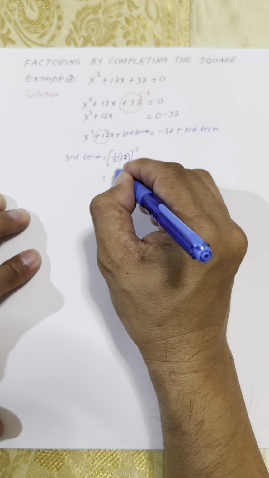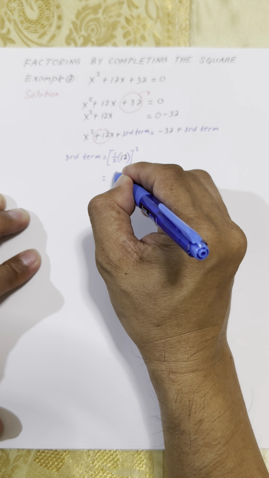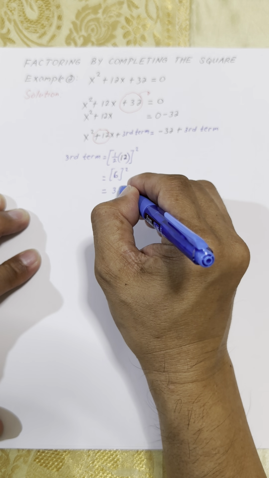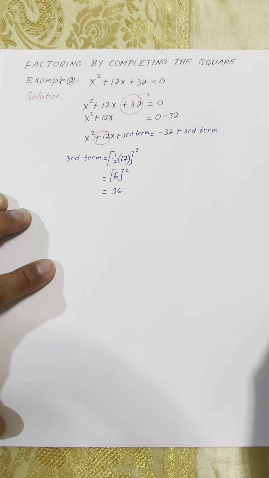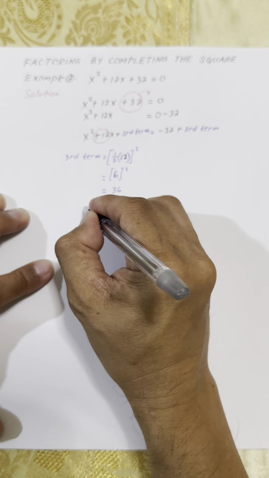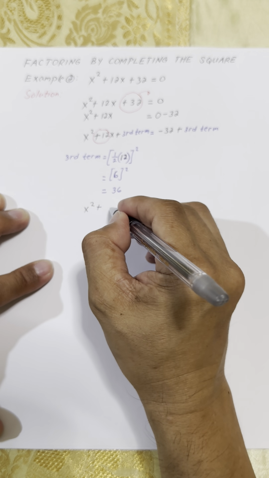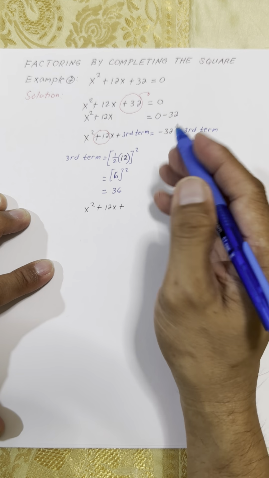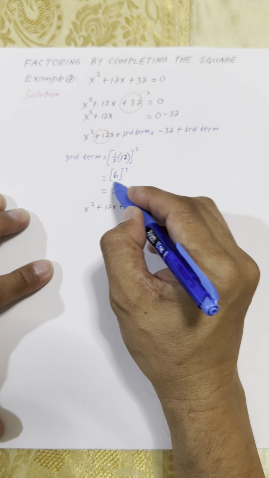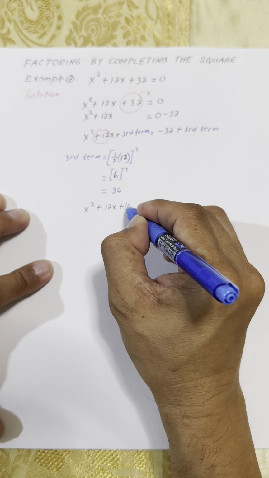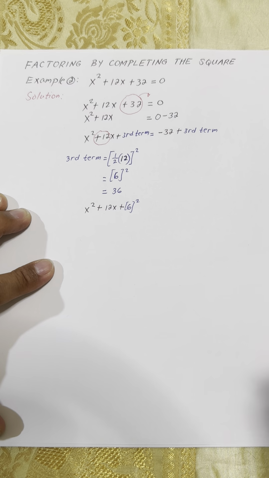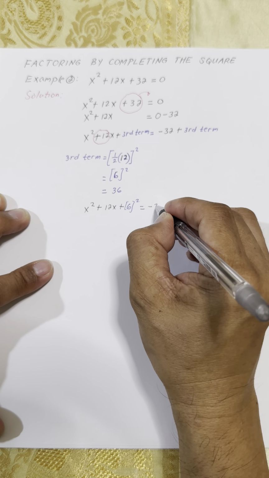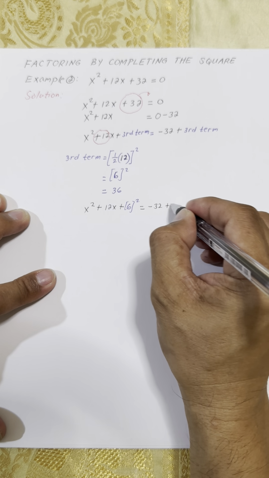Okay, so 1/2. What is 1/2 of 12? So 1/2 of 12 is 6. Okay, so squared. So what is 6 squared? That is 36. So we got the third term equal to 36. On the left side, okay, copy the first two terms, x squared plus 12x, plus the third term. The third term on the left side, you write this 6 squared, and on the right side we have minus 32, then we have to use that positive 36.